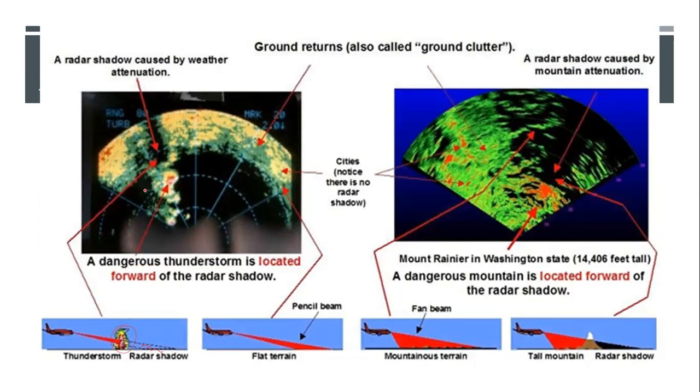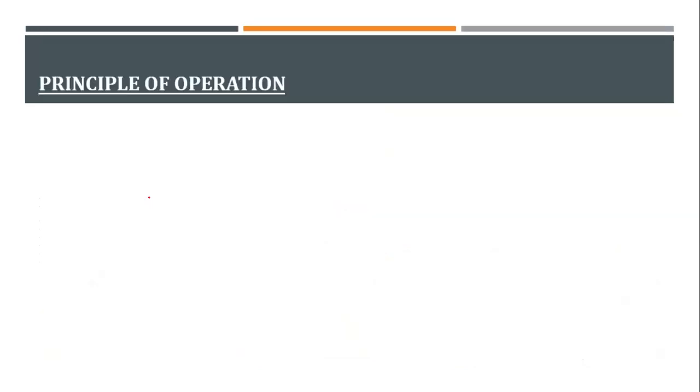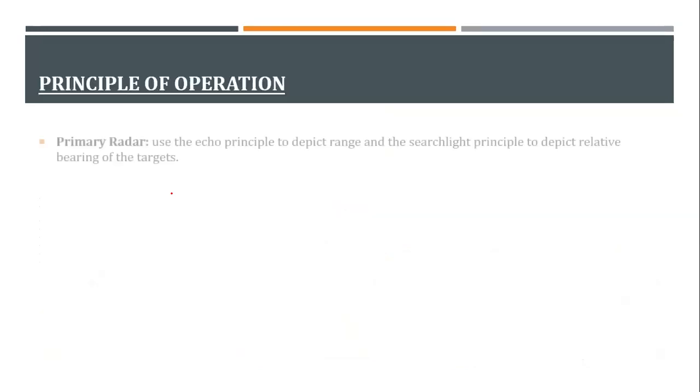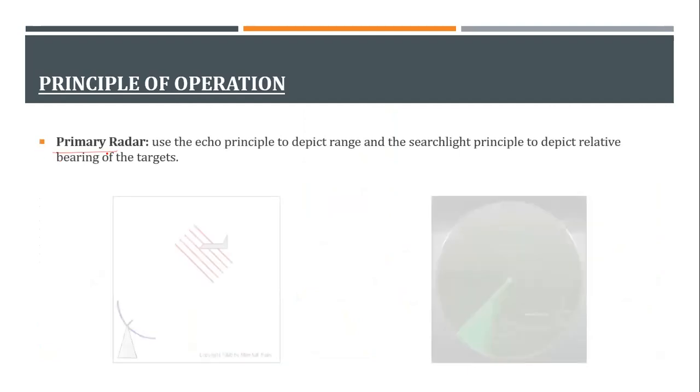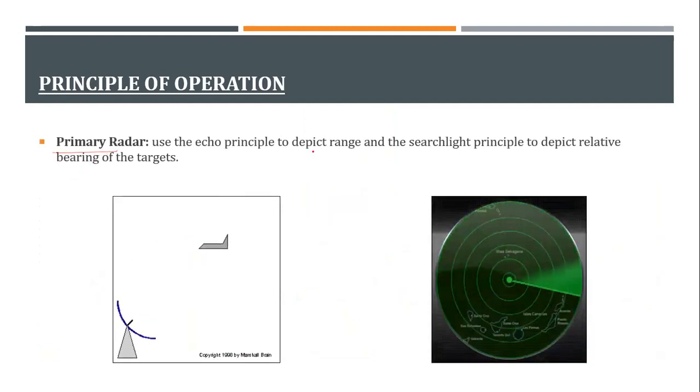We'll discuss this in brief. The principle of operation remains the same. With the primary radar, you send out the signals, some signals come back, and that is how it works. And on the right side, you have the searchlight principle also. Both of them work together.